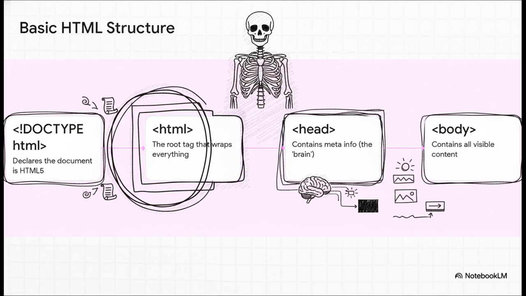Inside that, you've got 2 main parts. The head, which is like the brain. It has all the behind-the-scenes info the browser needs, stuff you don't actually see. And then the body. This is the good stuff. This is where everything you do see on the page lives.